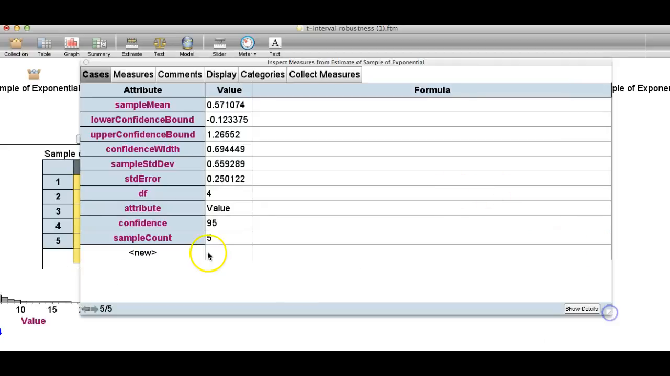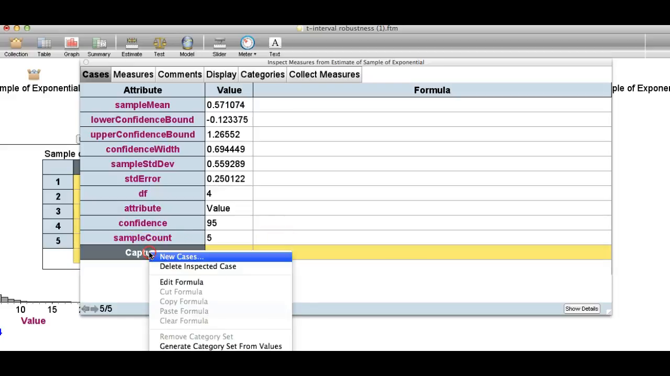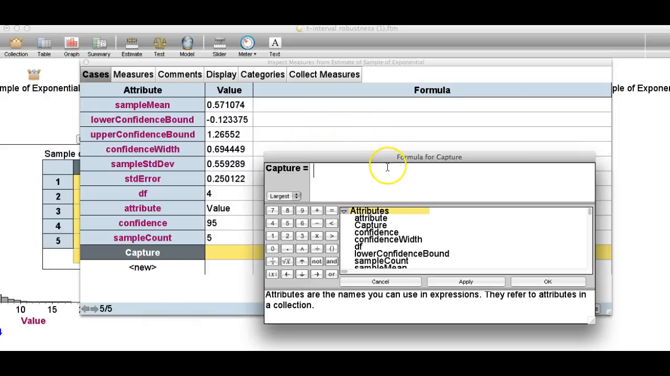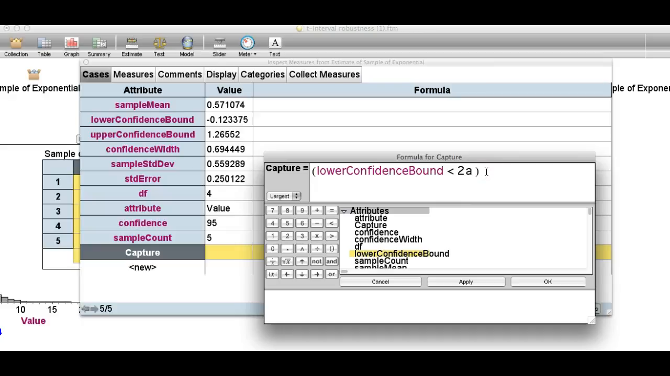Now I could go through every single interval and decide whether each interval captured the truth or not and keep track of those, but it'd be nicer to have Fathom do that for us. So I'm going to create a new attribute called capture, and I'm going to edit this attribute. And so if my lower bound is to the left of 2, we'll say our mean is about 2 for this distribution, and my upper bound is to the right of 2, then that interval will have captured the true value of the population mean, which is around 2. So here's what we're going to do. We're going to say lower confidence bound has to be less than 2, and our upper confidence bound has to be more than 2.